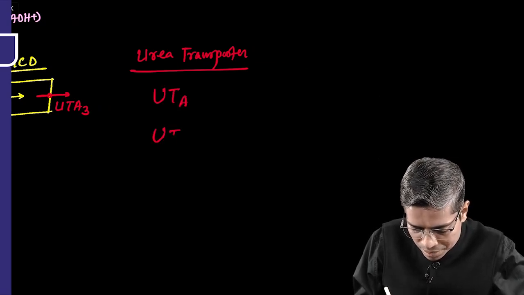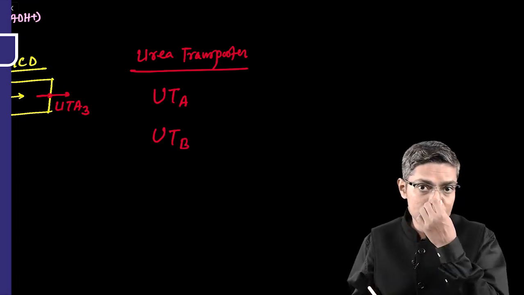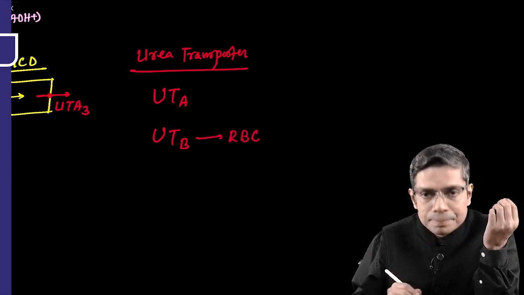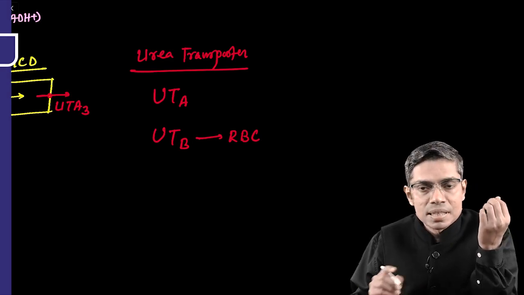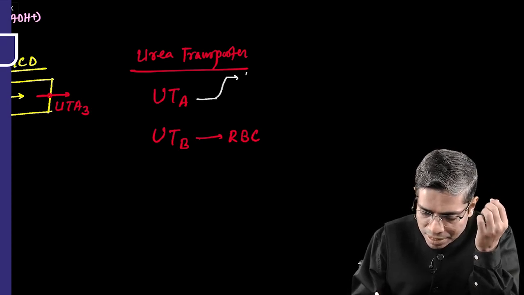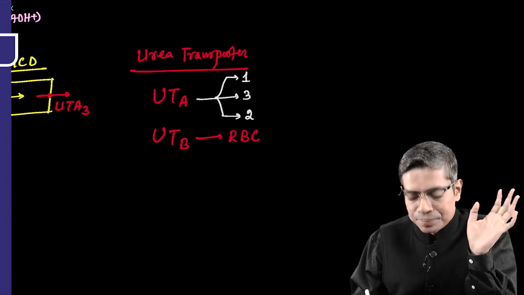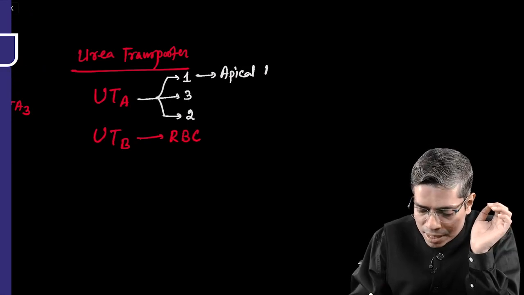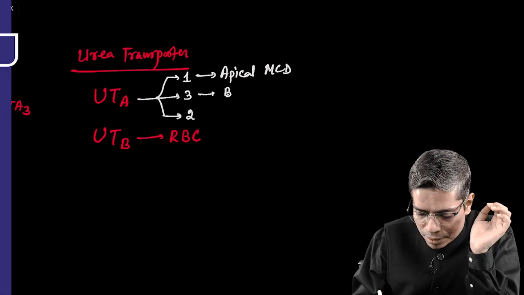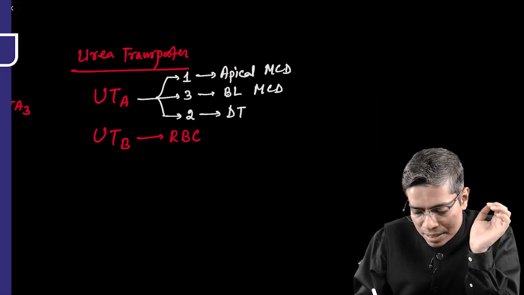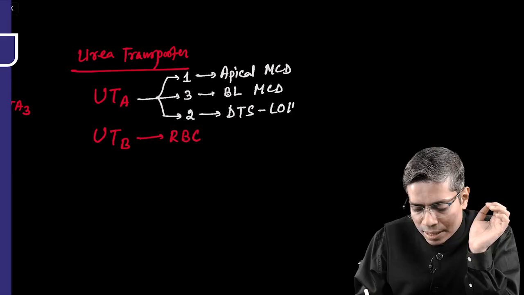UTA, UTB, A and B, two main types of urea transporter. UTB is present at the level of the RBC membrane, okay, and UTA is present at the level of the kidney. Now this UTA has three subvarieties: UTA1, UTA3, and obviously UTA2, 1, 2, 3. One is present on the apical membrane of the medullary collecting duct. Three is present on the basolateral membrane of the medullary collecting duct, and two is present in the descending thin segment of the loop of Henle. Getting my point?